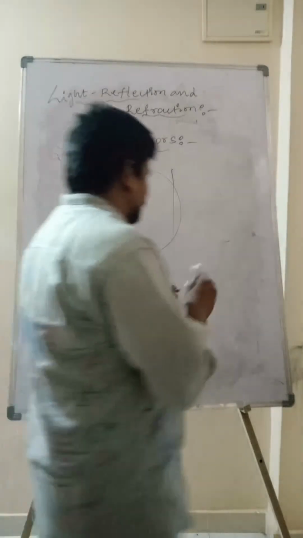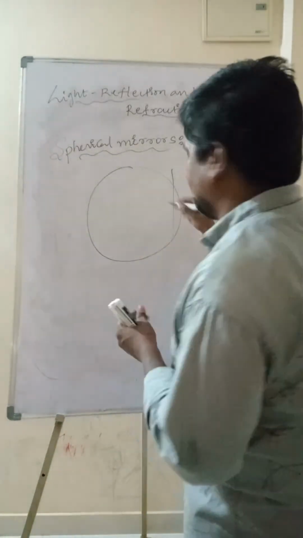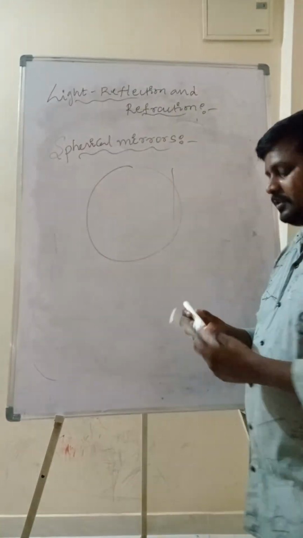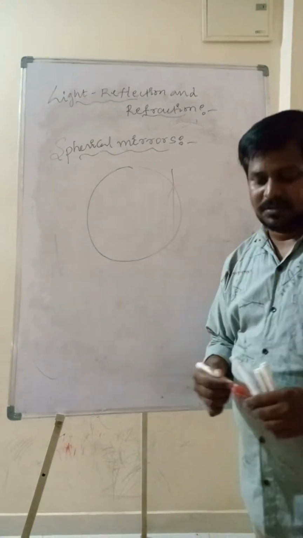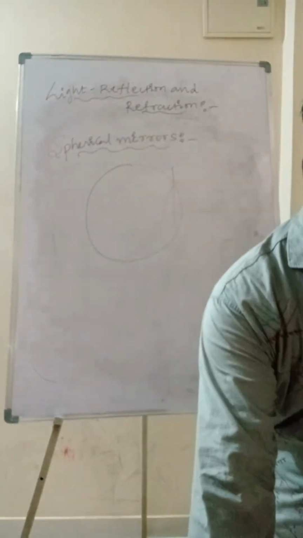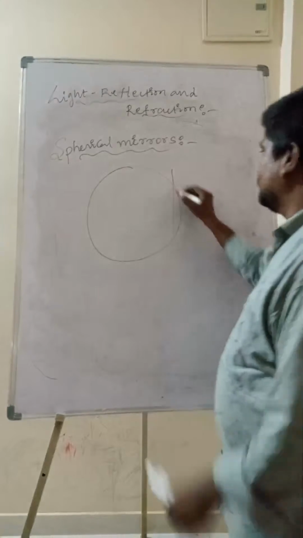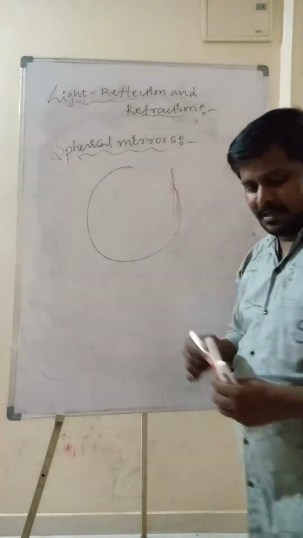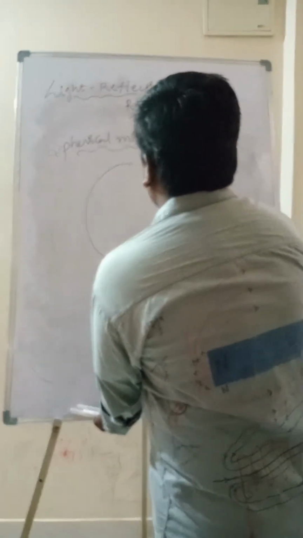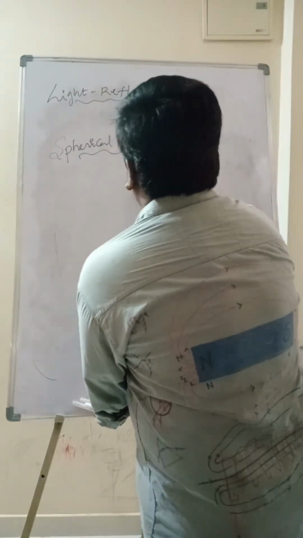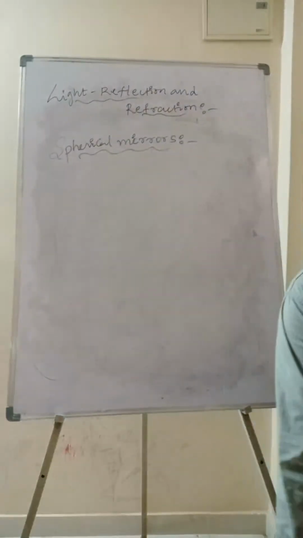Here, yes. So it is a small portion I am taking. This is the curvature. I am taking a small portion, right? That is called curvature. This curvature is called a spherical mirror, where reflection takes place. So the mirror which is in the form of a curved shape is called a spherical mirror.